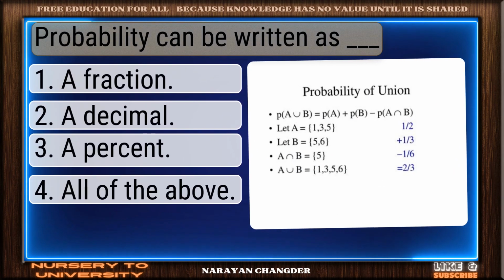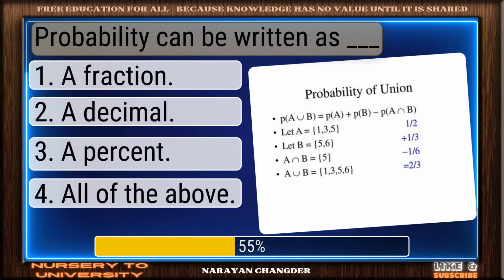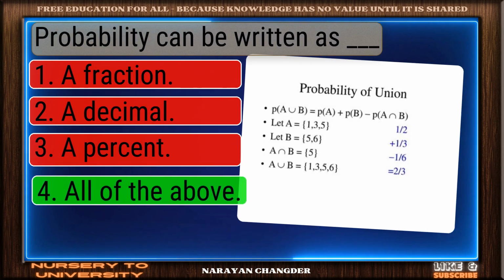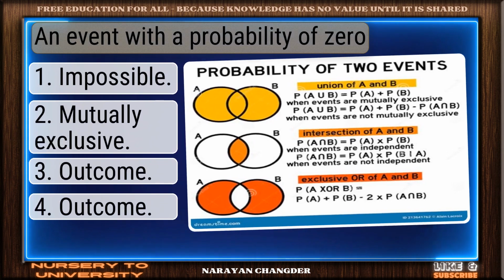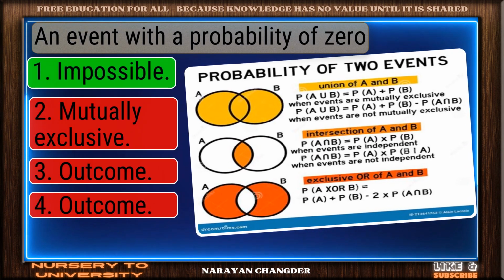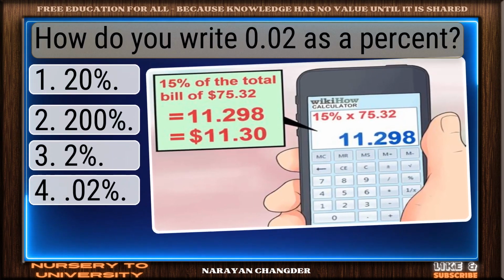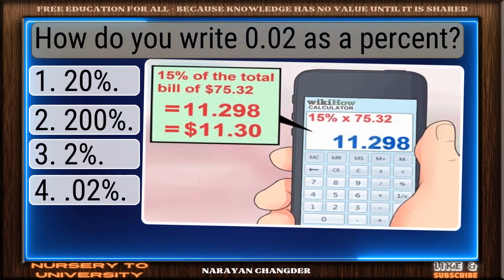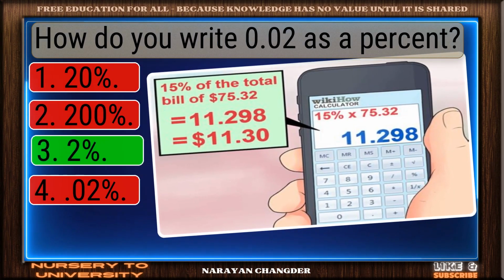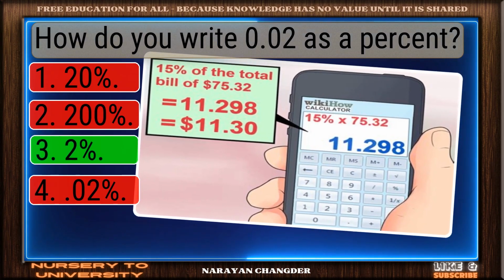Probability can be written as dash. Great job. All of the above is accurate. An event with a probability of 0. Perfect. Impossible is the one. How do you write 0.02 as a percent? Sharp thinking. 2% is right.